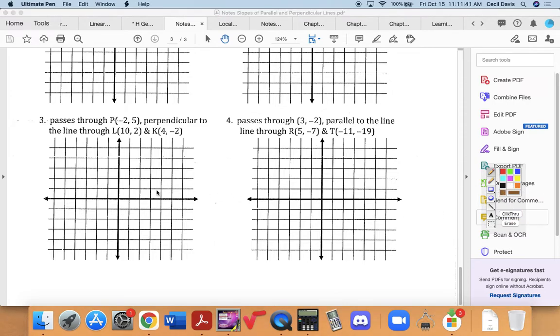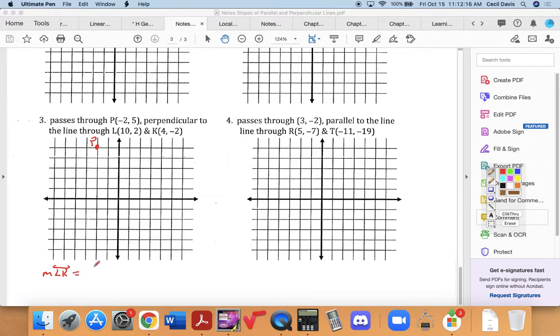This one requires some work. It passes through the point -2, 5, so that's point P. And it's perpendicular to the line through L at 10, 2, and K, which is at 4, -2. Now, you don't have to graph LK. You just need to graph this line. Well, I need to find the slope of LK, and since I don't think my grid goes to 10, I'm going to calculate it.